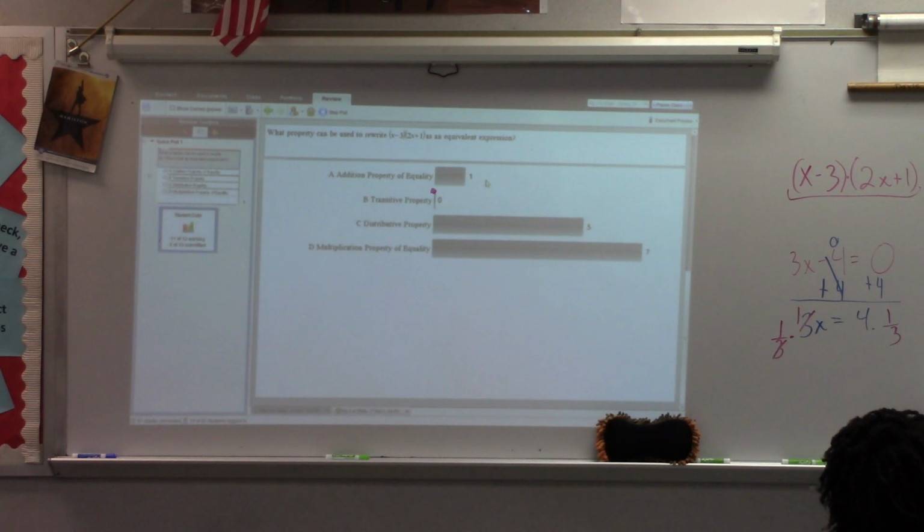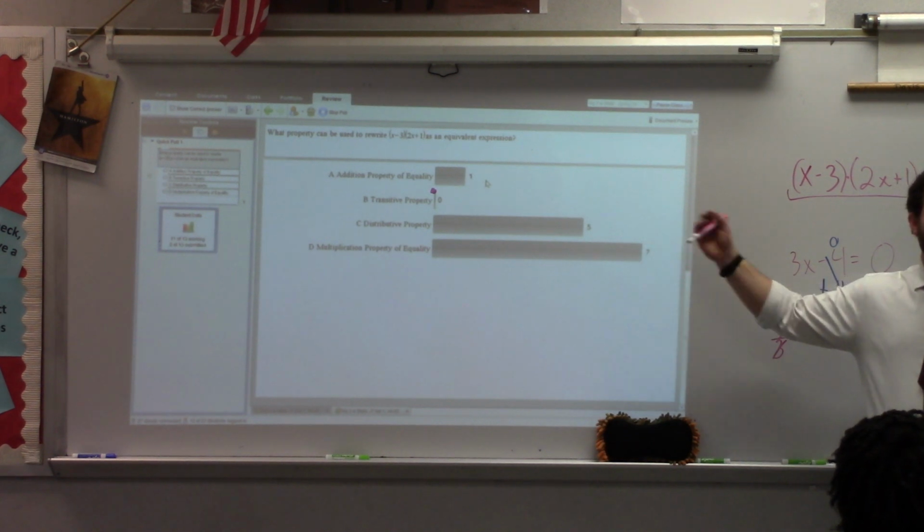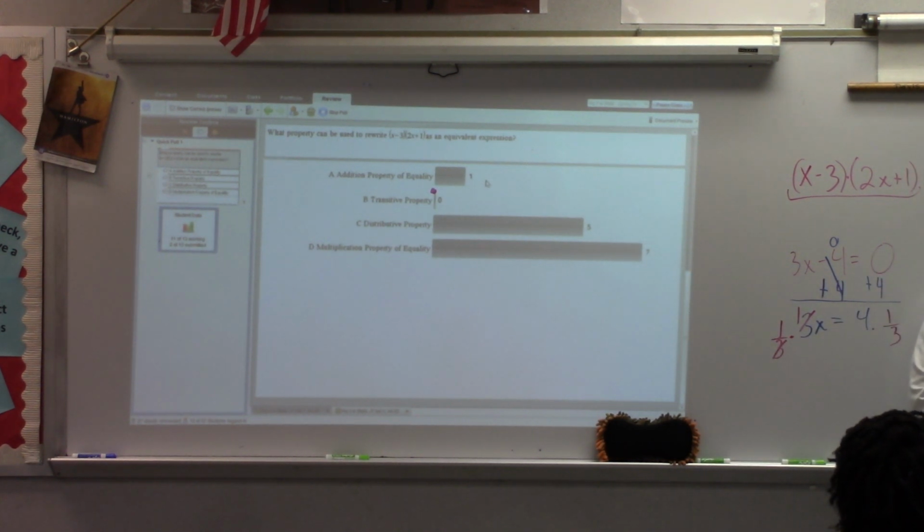Someone who put multiplication property of equality, do you want to push back on that, or do you want to rethink that? Oh my, y'all, we gotta learn how to think. Come on, I need engagement, I need participation. If you're gonna keep multiplication property of equality, you need to justify your answer. Push back on what Keyshawn said. Or change your answer.